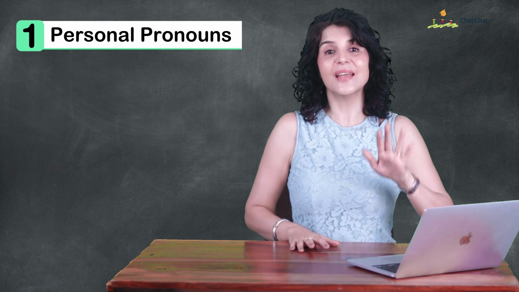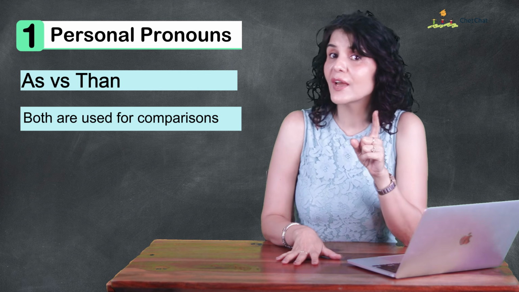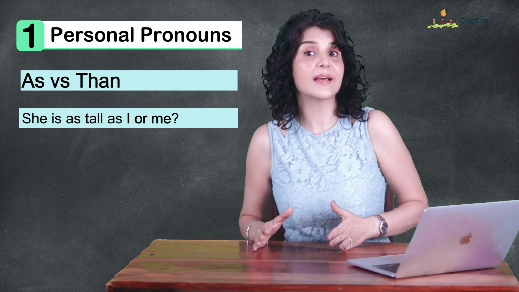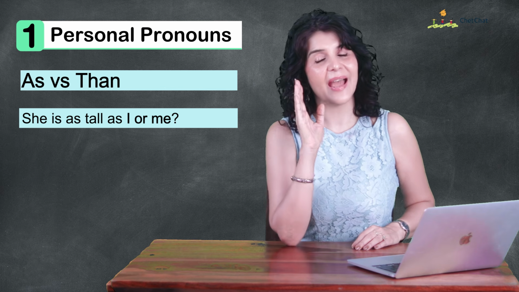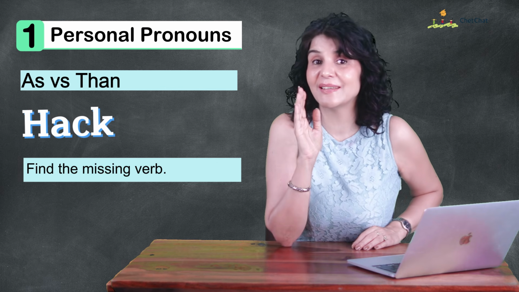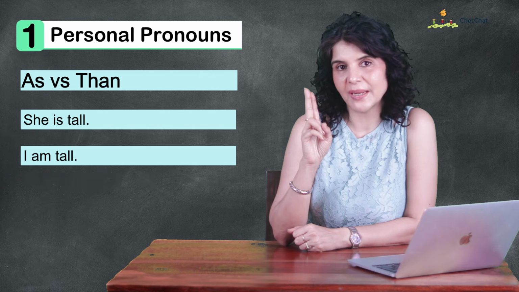Okay. What is the difference between as and than? Both are used for comparisons. Look at this sentence. She is as tall as I or me. This one causes major confusion. And there's a simple hack for this as well. I call it find the missing verb. She is tall, I am tall. Now these two are being compared.